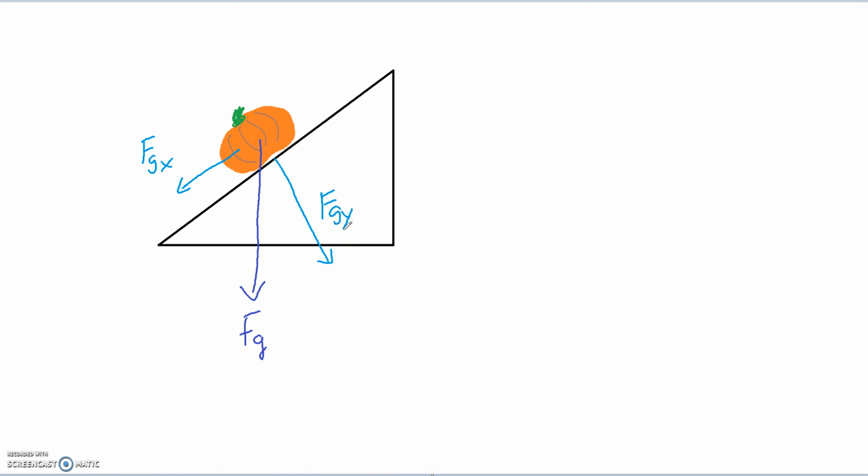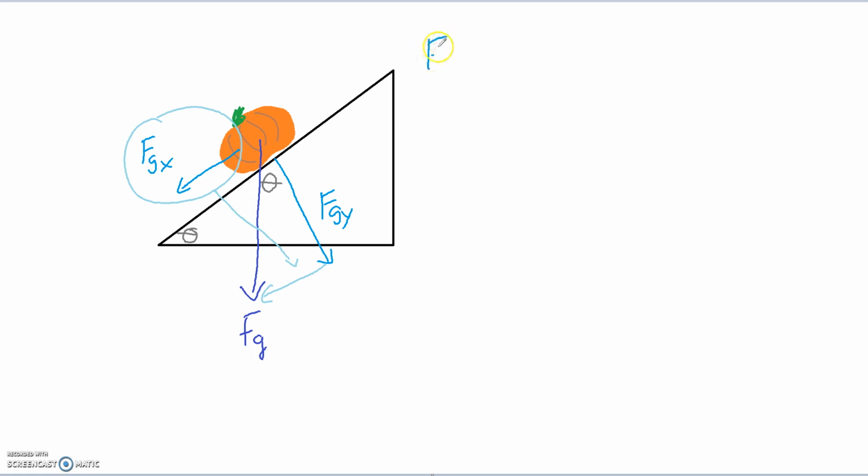Now, if I take my little FGX vector that we have over here and move it over here, I create a nice little triangle. You might be able to tell that the angle of the ramp and the angle of that triangle are the same. Because they're the same, I can use basic trigonometry to calculate how big FGX and FGY would have to be.